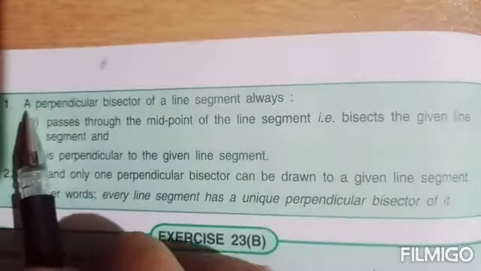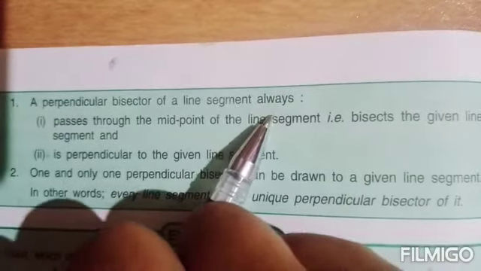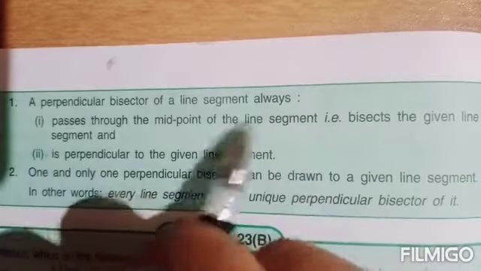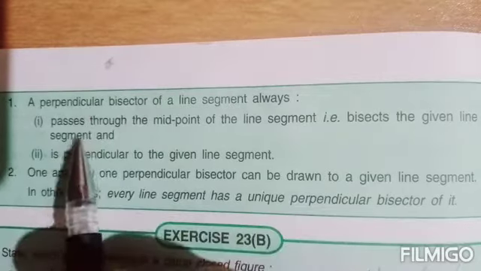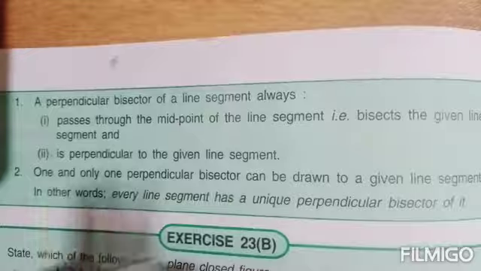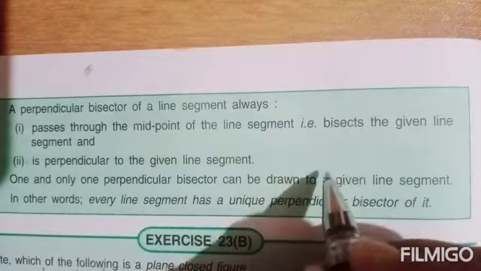Now here in this box you can see a perpendicular bisector of a line segment always passes through the midpoint of the line segment, that is, it bisects the line segment. So a perpendicular bisector passes through the midpoint of the line segment, that we already discussed. That means it bisects. Bisects means divide into two equal parts.